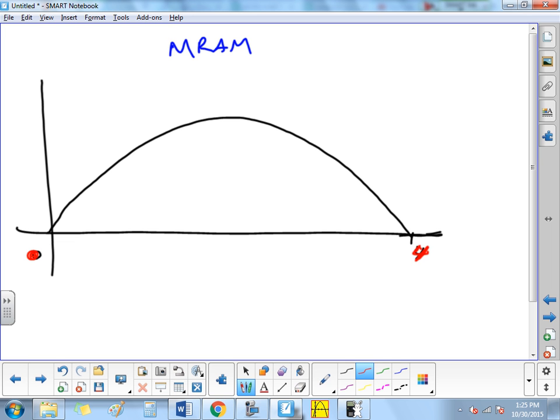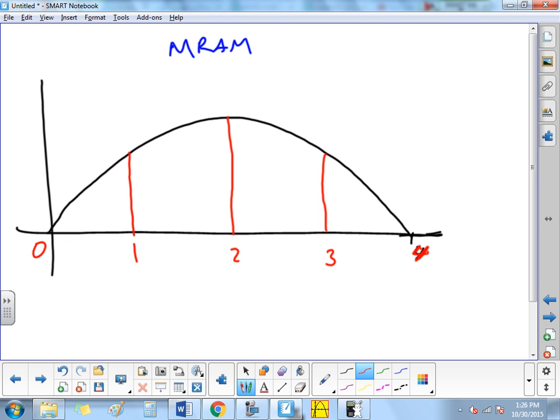0 and 4 again. Okay, so you're still going to partition using 3 lines. So right in the middle, at 2. And then between 0 and 2, you've got 1. And between 2 and 4, you've got 3.